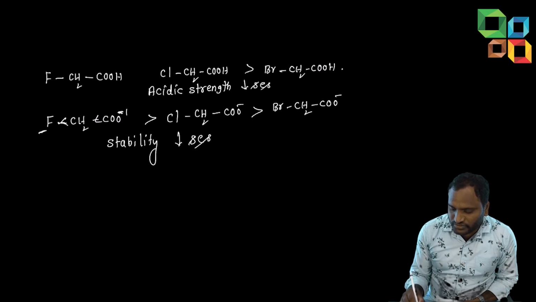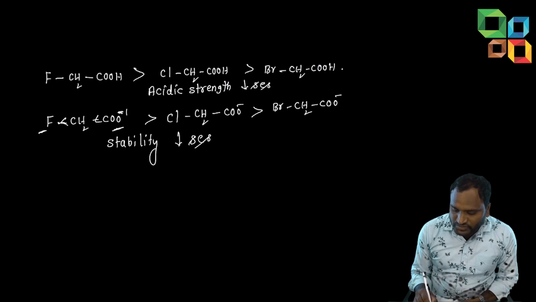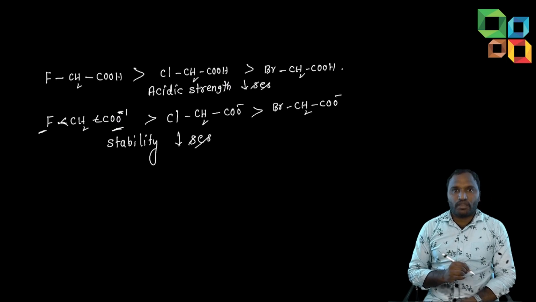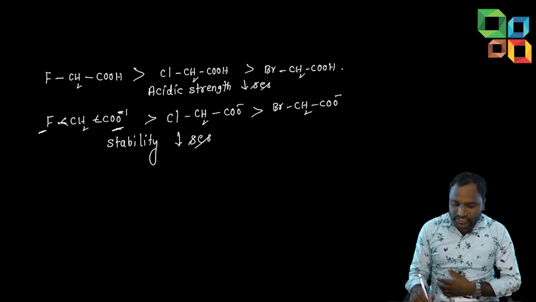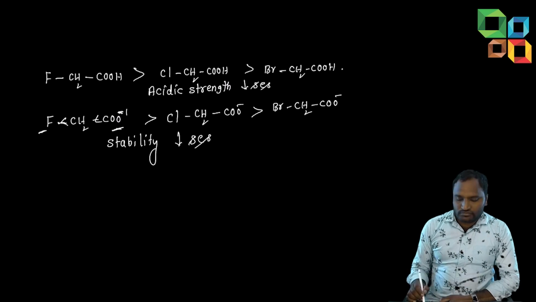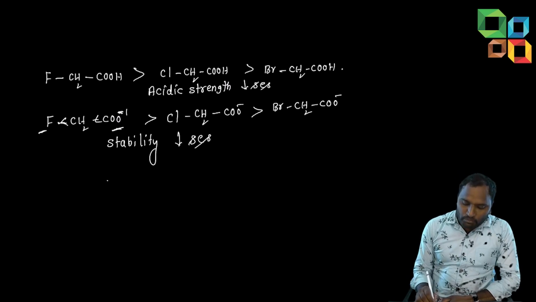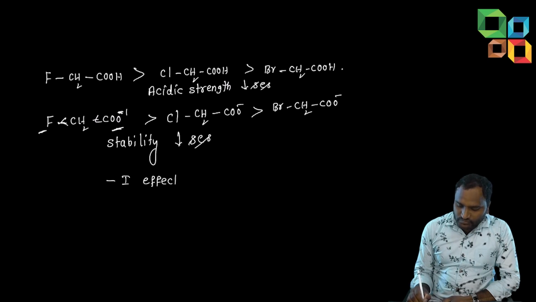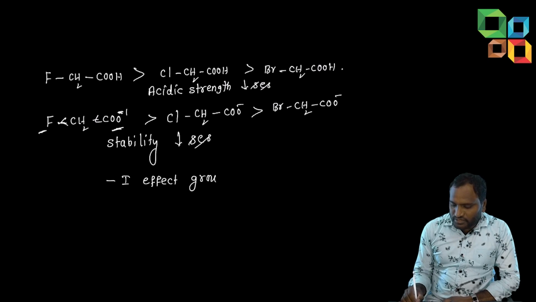Okay. Understood, students? Its conjugate base is more stable, so it is more acidic. Chlorine is reducing this negative charge faster than bromine. Chlorine faster than bromine. So here minus psi effect groups increases acidic strength.